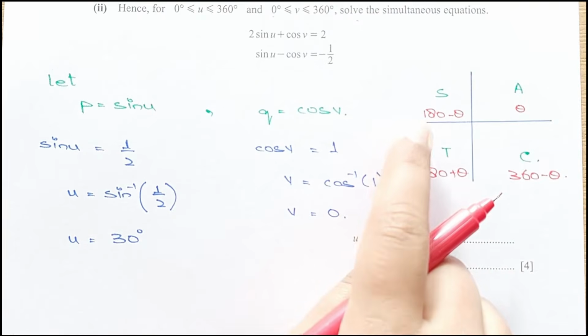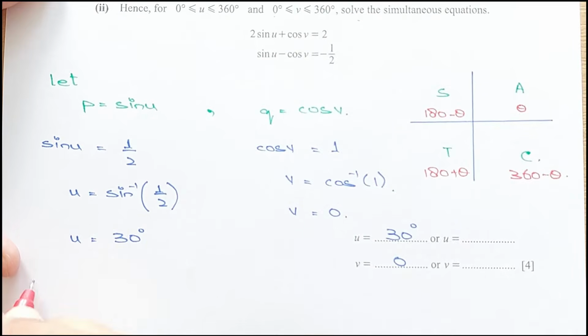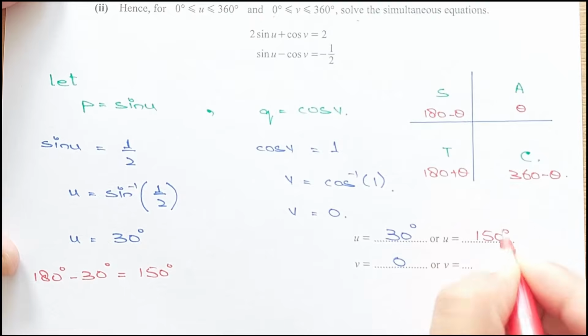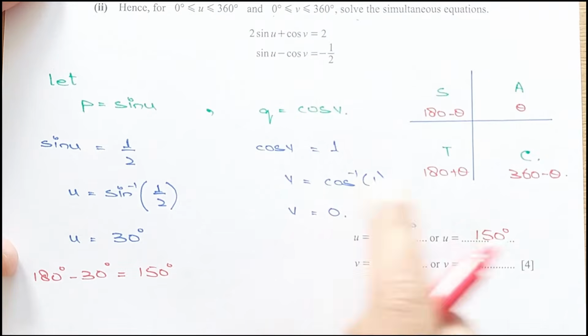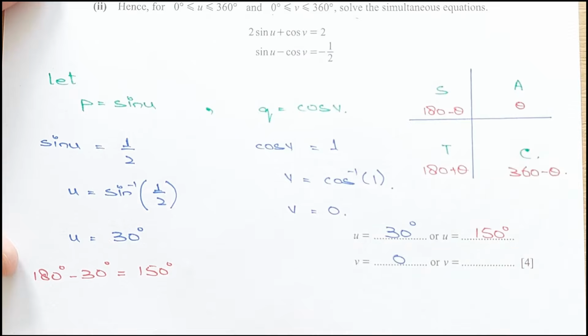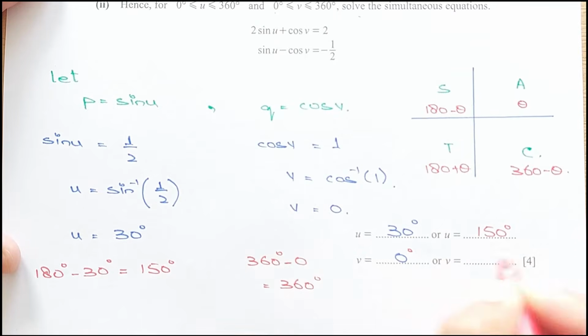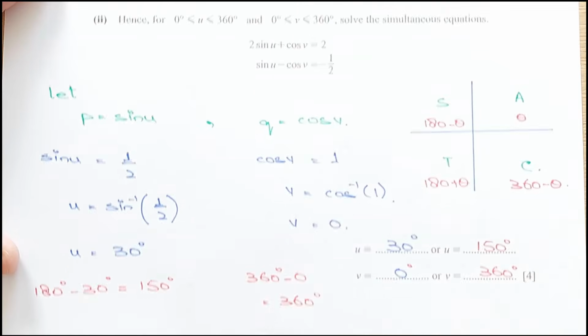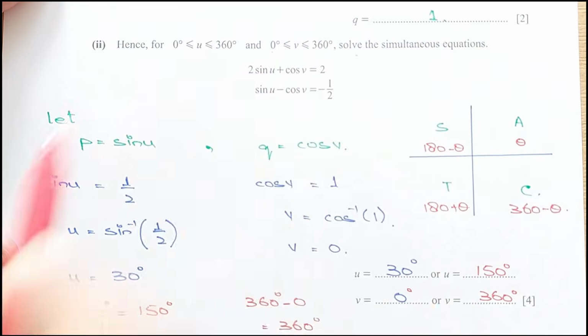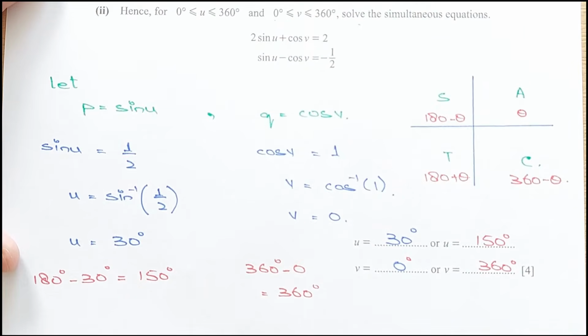Now for the second quadrant we do 180 minus 30, that is 150 degrees. So another value for u is 150 degrees. And now for the cos equation, cos is positive in the first and the fourth quadrant. For the first quadrant theta is 0, so 0 degrees lies in the first quadrant. Now for the fourth quadrant, we do 360 degrees minus 0, so this is again 360 degrees. We use 360 because in the domain there are equalities on 0 and 360. So these are the values for u and v.